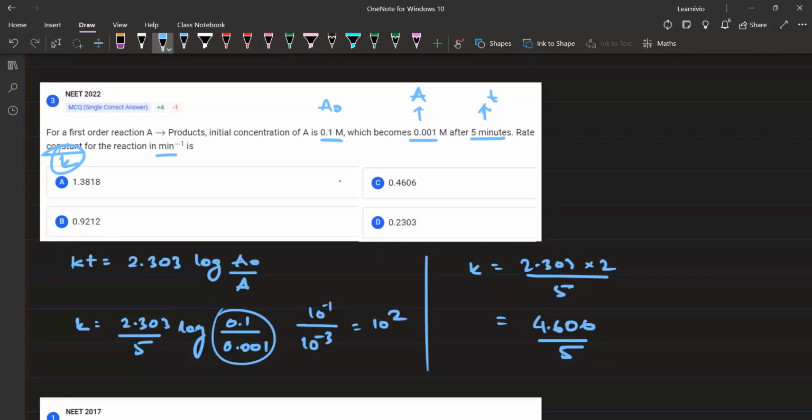Now we will look at the options. We don't need to divide this. The first option will not be correct because it is 1. The denominator is larger and the numerator is smaller, so it cannot be 1, and it will not be 1.46 either. This will be approximately 0.9, because 4.6 is very near to 5. So where is the 0.9 option? Option B. So this will be correct.